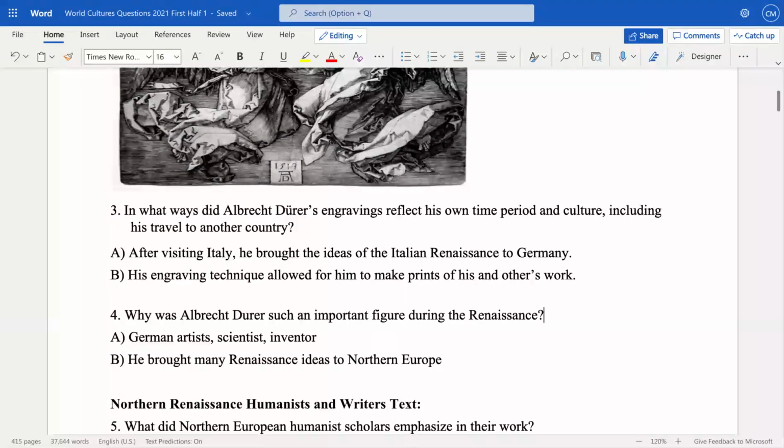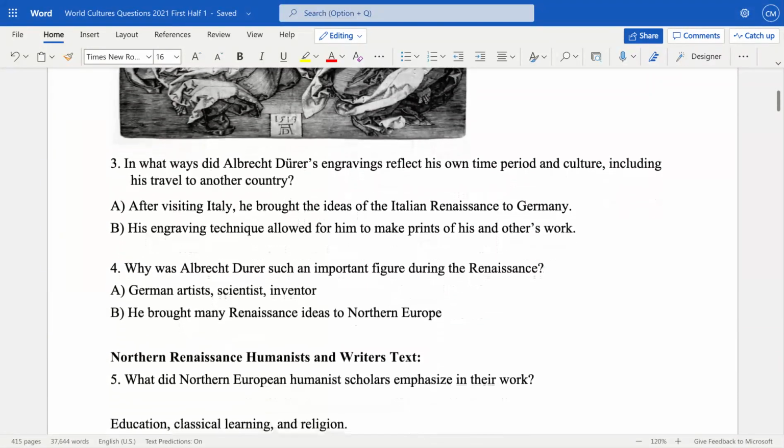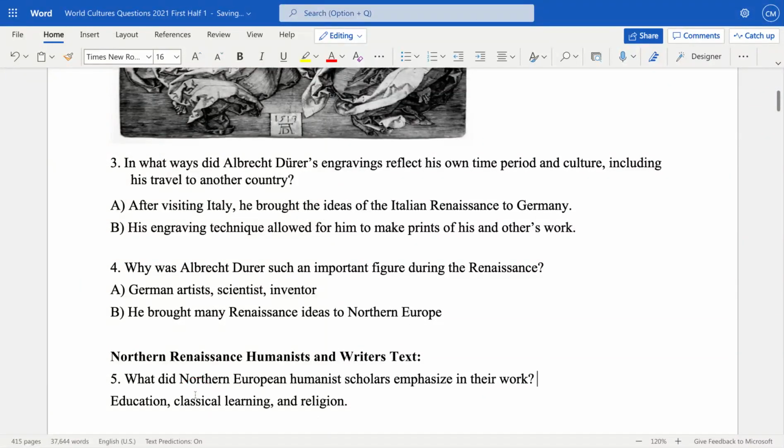Number five, what did Northern European humanist scholars emphasize in their work? They emphasized education, classical learning, and religion.